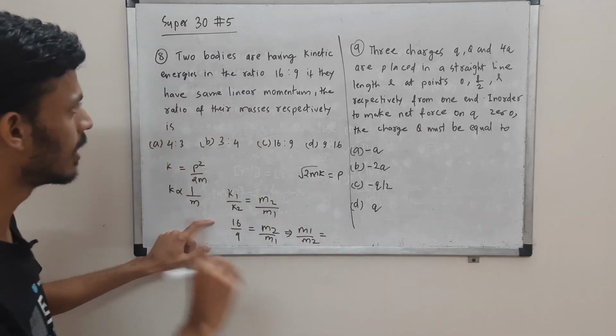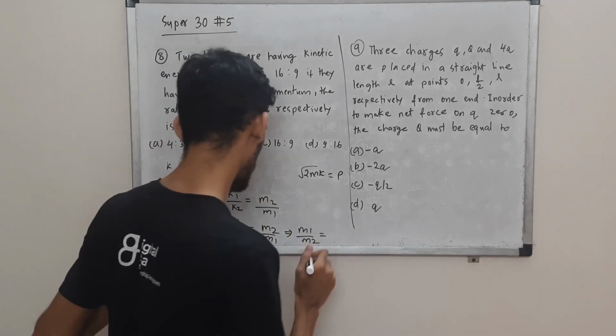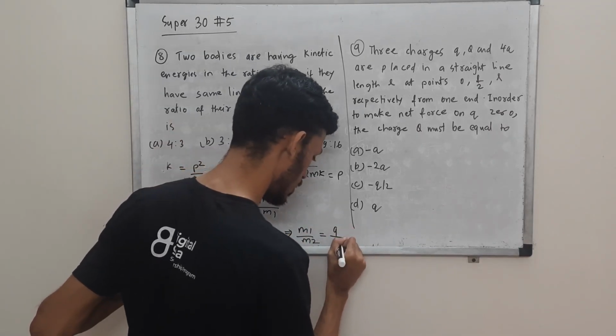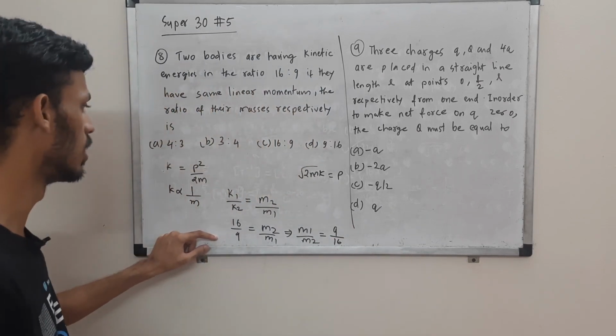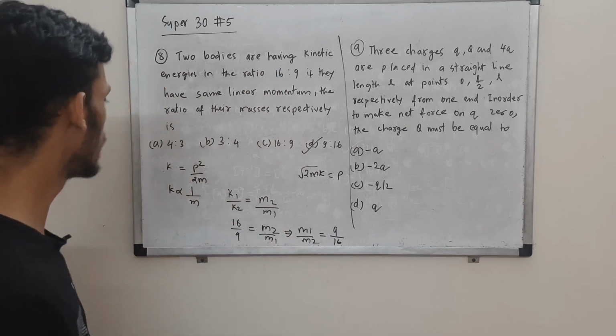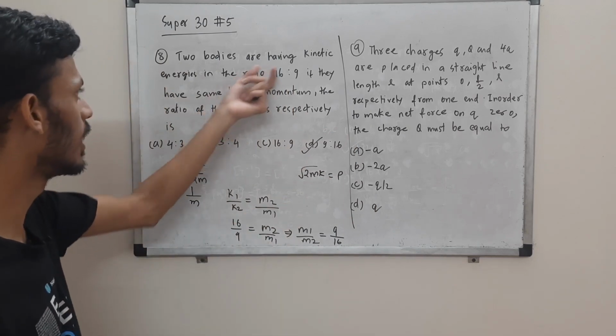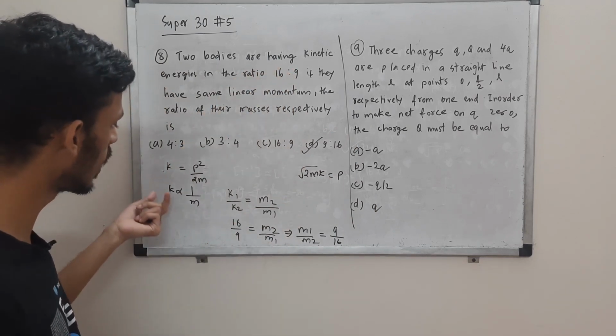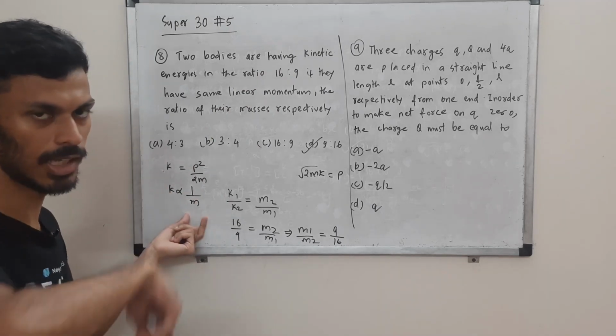We are supposed to find it in the same order. So first object first and second object second, when not mentioned. So here the answer will be 9:16. Basically you can see it from here also: if the kinetic energies are in the ratio 16:9, the masses will be in the ratio 9:16.